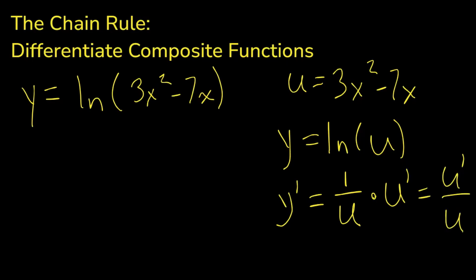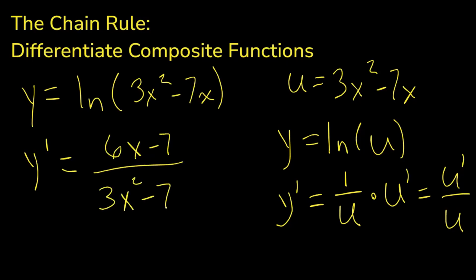And I bring this up because this gives us a good pattern for finding the derivative of natural log with the chain rule. The derivative is going to be u prime, so in this case 6x minus 7, over u, 3x squared minus 7x. See how that's u prime over u.